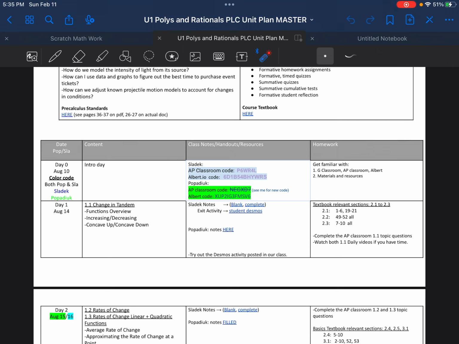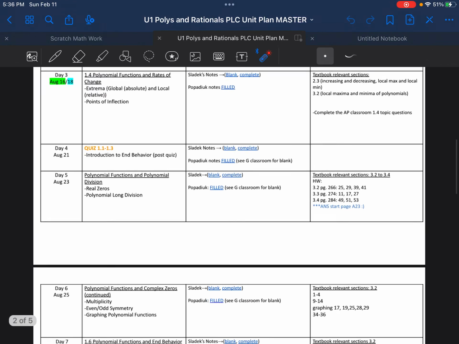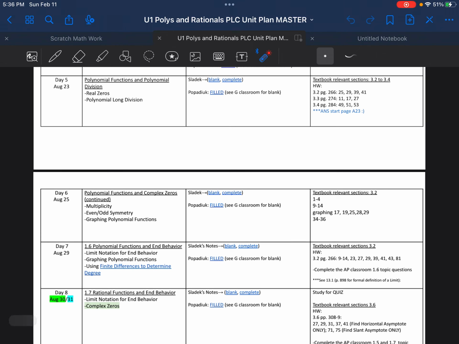So again, the goal will just be to go through 1.1 and 1.6. So 1.1 is change in tandem, just properties of functions. Here's 1.2 and 1.3. 1.4 is on polynomials. Actually, a lot of stuff about polynomials. And 1.6 is polynomial functions and end behavior. Okay, so I don't really have any example problems prepared. This is more to go over big concepts, but if something would help, give me a heads up.